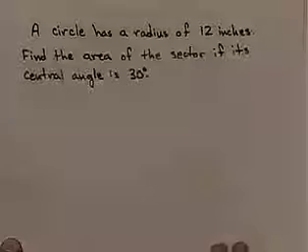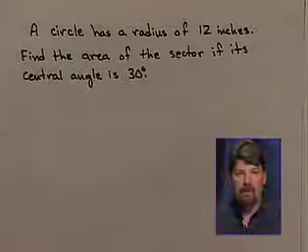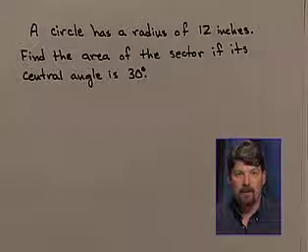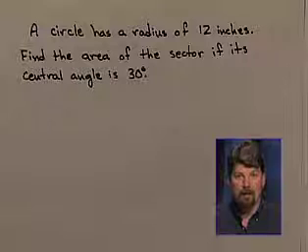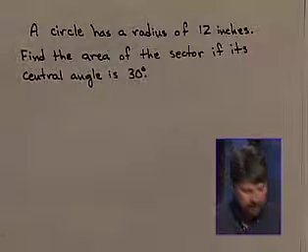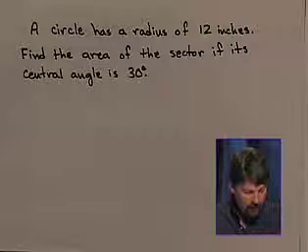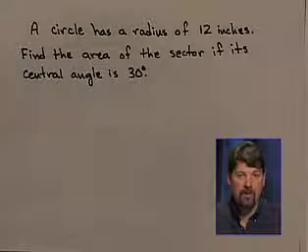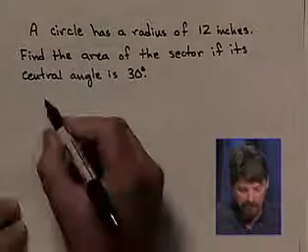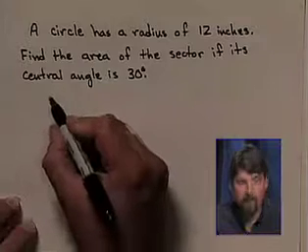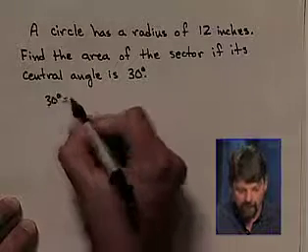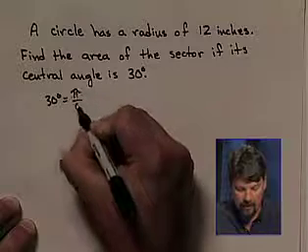Let's try an example. The circle has a radius of 12 inches. Find the area of the sector if its central angle is 30 degrees. All right, so again, the first thing we have to do is convert 30 degrees to radians, and that's one of our angles we already know. That's 30 degrees is equal to pi over 6 radians.